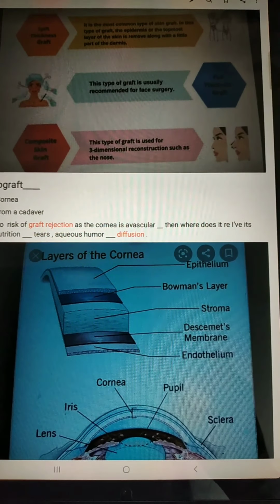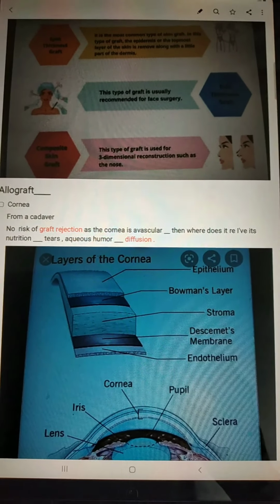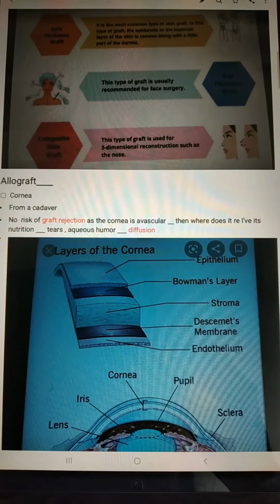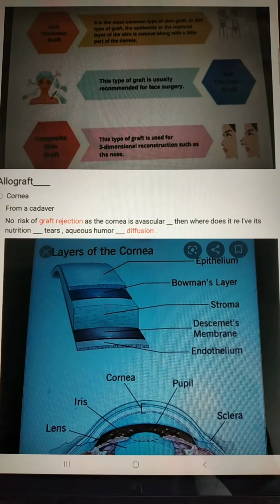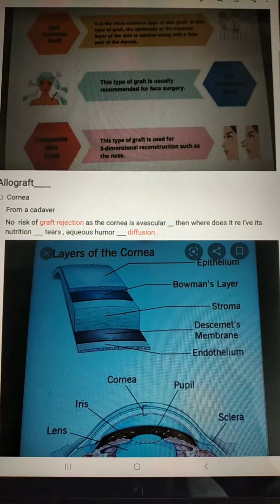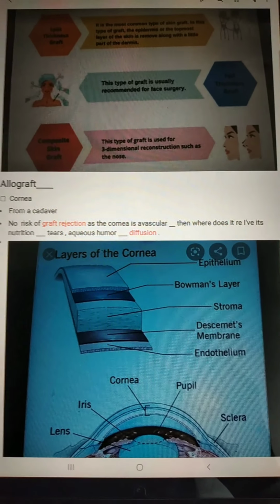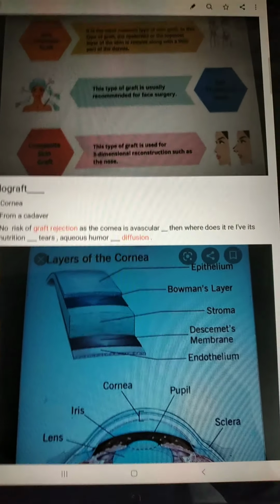And this is mediated by none other than our lymphocytes, the T lymphocytes, the CD4 and the CD8 cells. Where are these lymphocytes located? They are located in the blood, in the blood vessels. Since the cornea is avascular, it has no blood vessels, so it does not have the lymphocytes at all. So the risk of graft rejection is not seen with corneal transplantation.